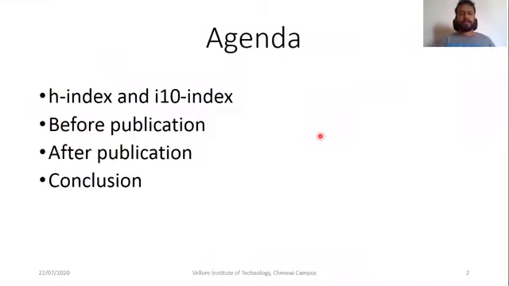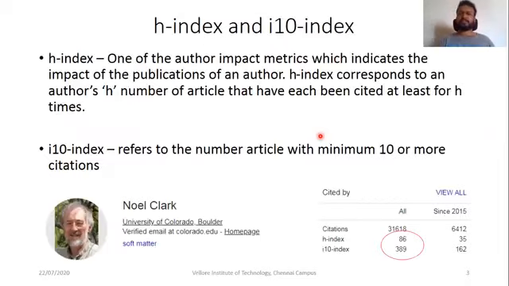So we'll begin with a brief definition of H-index and i10 index. Then we'll move on to list of things to consider before and after publication to have a better H-index and citations. So what is H-index?